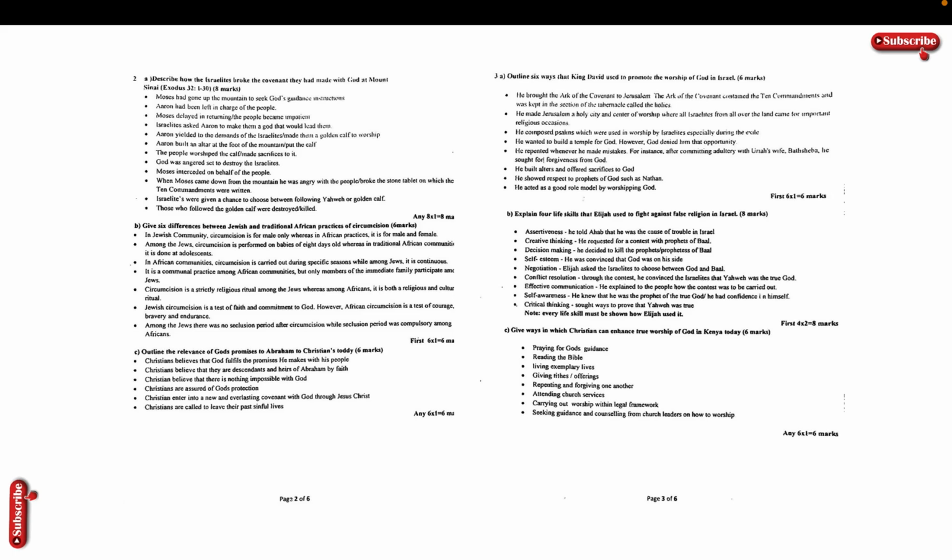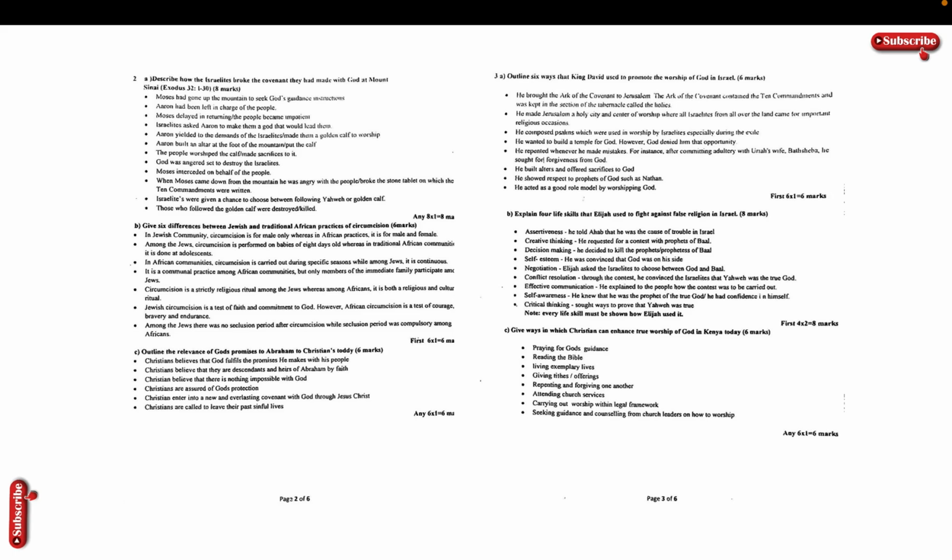Number 1, he brought the Ark of the Covenant to Jerusalem. The Ark of the Covenant contained the 10 commandments and was kept in the seclusion of the tabernacle called the Holy of Holies. So you just say he brought the Ark of the Covenant back to Jerusalem. He also made Jerusalem a holy city, or you can just say he made Jerusalem the center of what? Worship. That is how it is written even in the KLB.